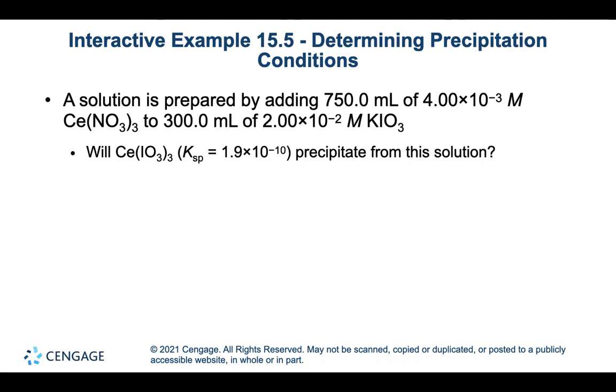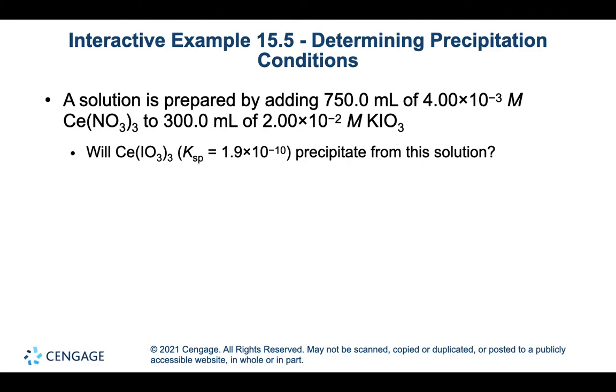Because adding the 300 milliliters to the 750 is akin or similar to adding water to the cerium nitrate. You've got 750 milliliters and its molarity is 4 times 10 minus 3. But by adding this second solution to it, you are in fact diluting it. And you're diluting the 300 milliliters of 2 times 10 minus 2 molar KIO3 with the 750 milliliters of cerium nitrate solution that you're adding. And so they are mutually diluting each other.